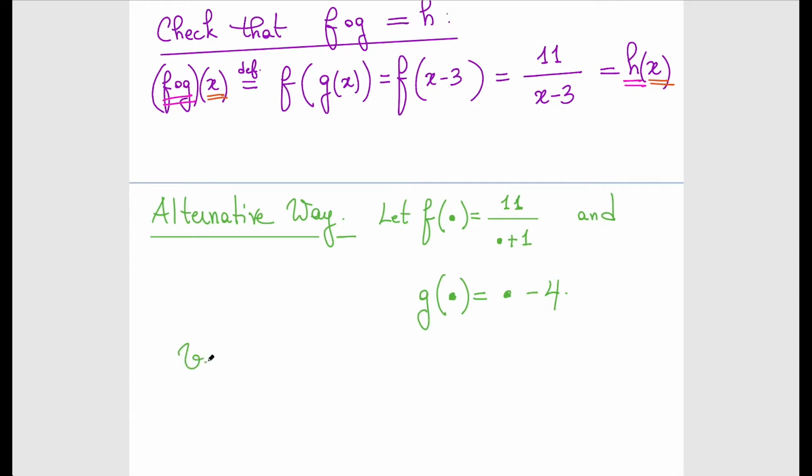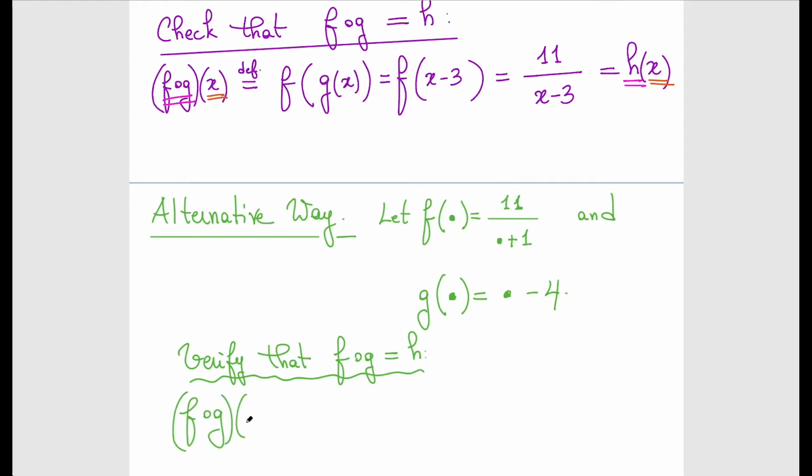So let's also verify now that for these choices of f and g, we still have this. Let's verify that. Okay. Let's send in an x in the composite function f composed with g. And this is by definition equal to f of g of x, as usual. This is how a composite function operates. And this is f of g of the input, and the input is x here, so g of x is x minus 4.